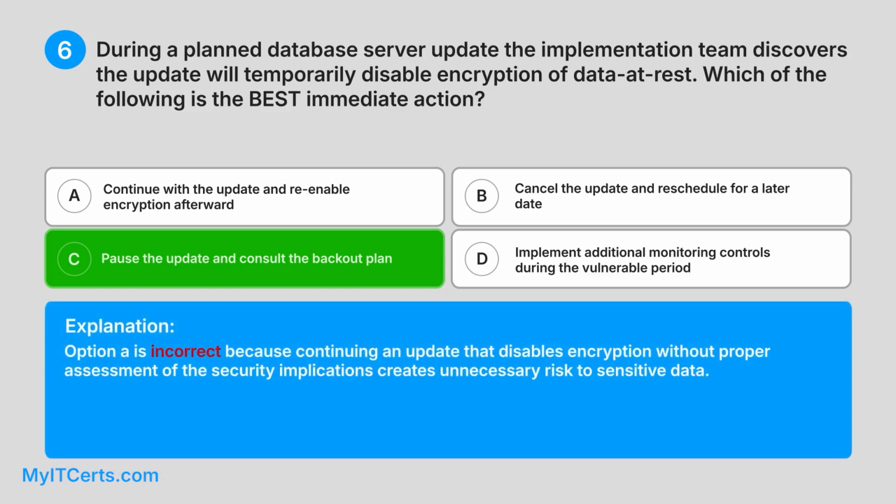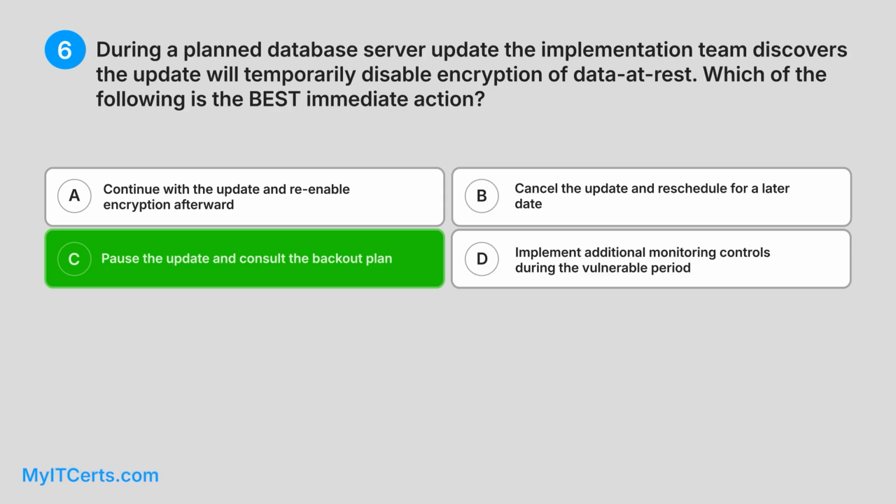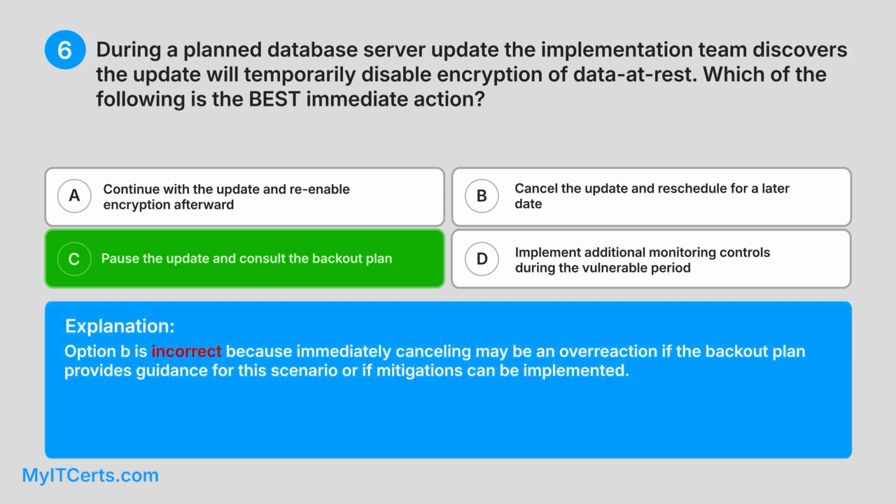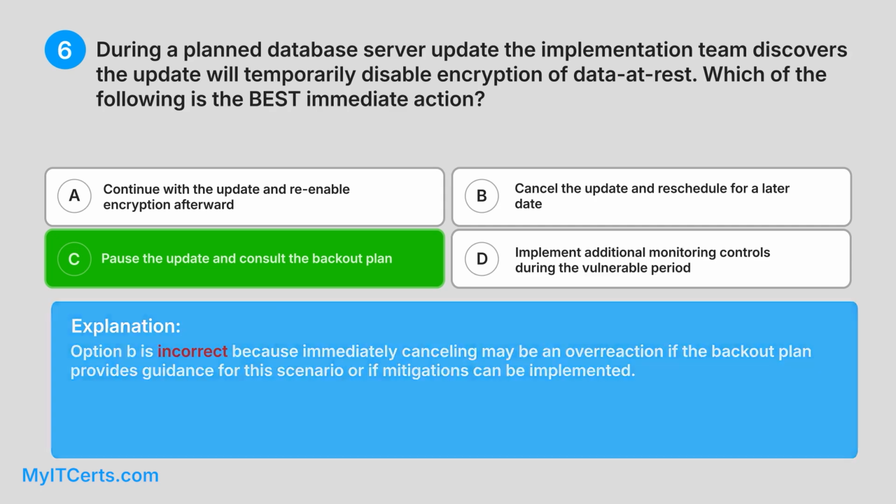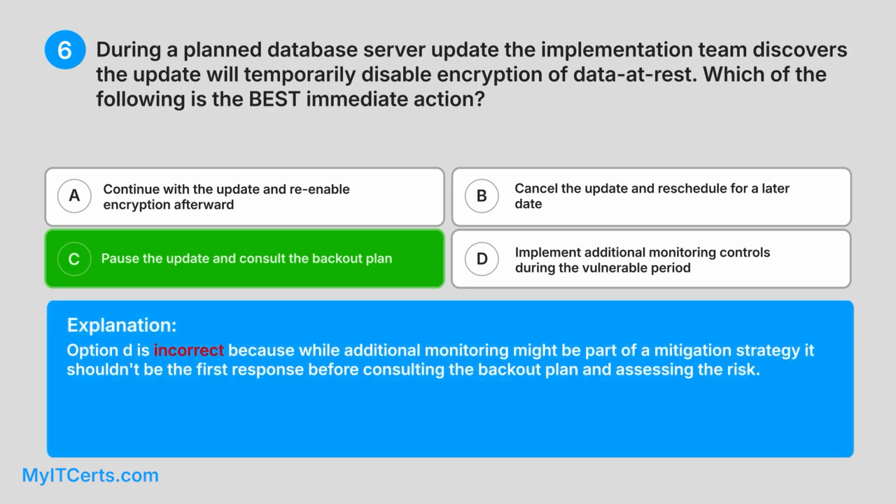Option A is incorrect because continuing an update that disables encryption without proper assessment of the security implications creates unnecessary risk to sensitive data. Option B is incorrect because immediately cancelling may be an overreaction if the backout plan provides guidance for this scenario or if mitigations can be implemented. Option D is incorrect because while additional monitoring might be part of a mitigation strategy, it shouldn't be the first response before consulting the backout plan and assessing the risk.